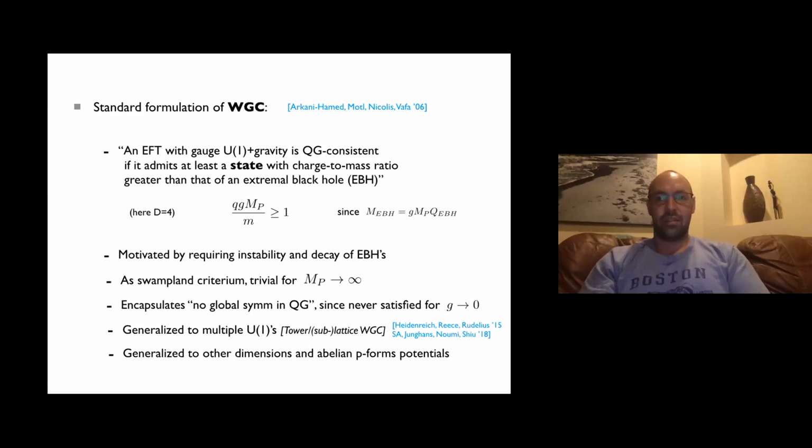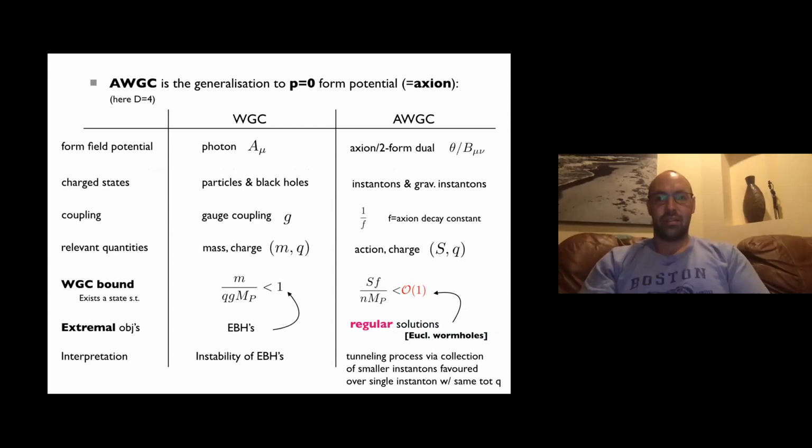And it can be generalized in two ways. To multiple U(1)s, you can get other conditions such as the convex hull condition, and it can be further used to demonstrate different versions of the weak gravity conjecture called the tower or sublattice weak gravity conjecture. But it can also be generalized to other dimensions and more generically to other p-form potentials. And in particular, the axionic weak gravity conjecture is the generalization with p equals 0 potential, which is the axion.